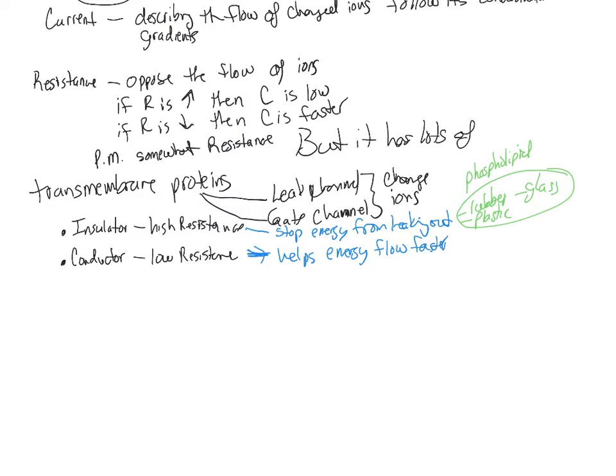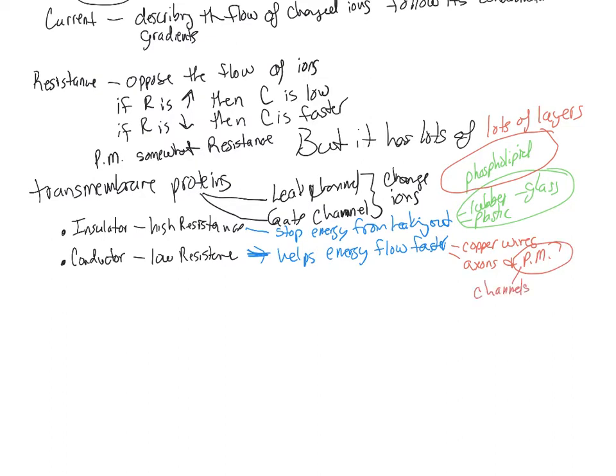Now, in the world, we use copper wires to help with conduction, all right? In the human body, axons and plasma membranes can also be conductors, okay? So for this to act as an insulator, you have to have lots of layers, okay? For this to act as a conductor, you need channels that let ions through. Okay?